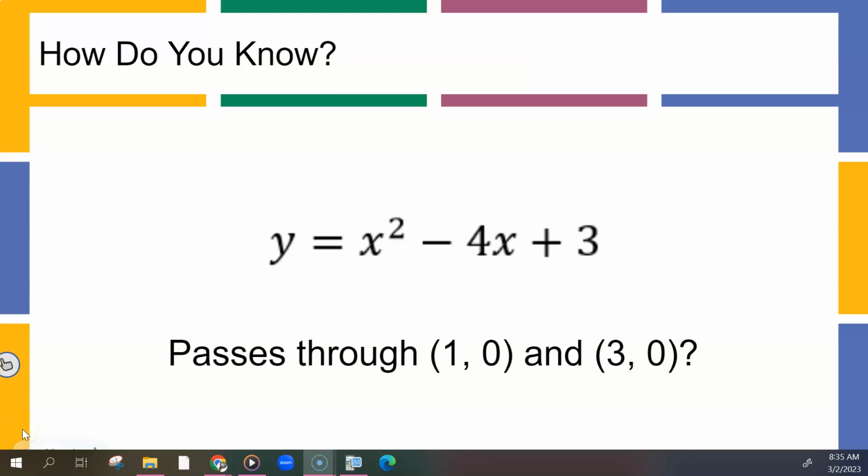I want you to figure out how you would know, in whatever way you want, that this would pass through these 2 points. So you have reign of however you want to figure that out. You have to figure out how you would know that this equation passes through these 2 points. I'll give you a few minutes to think about that.